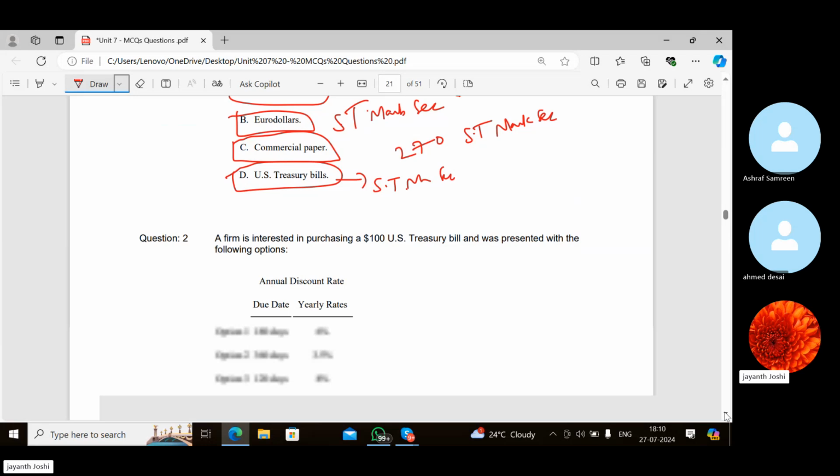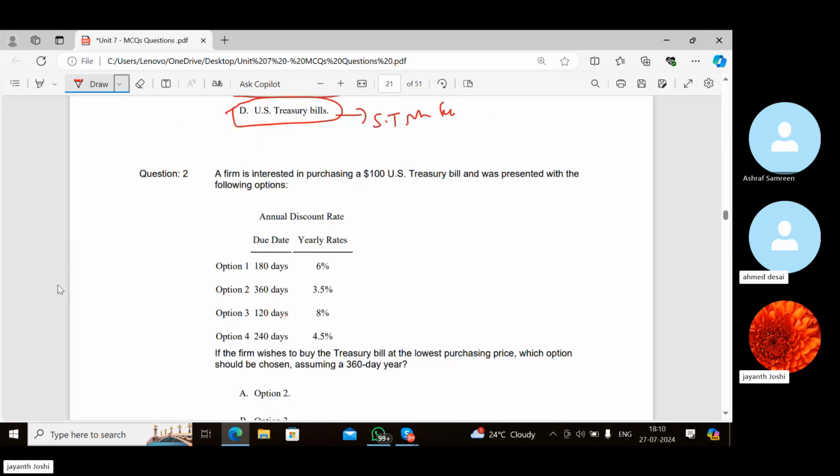Next one. Treasury bills can also be considered for long-term securities. No, treasury bonds can be for long-term. Treasury bills always for 90 to 180 days. That's it. Okay.